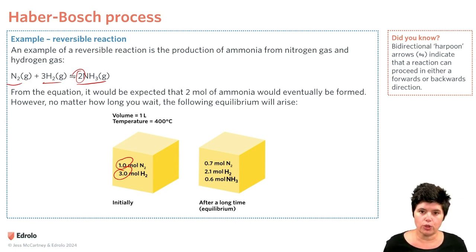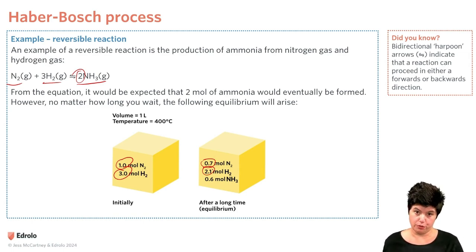Now, no matter how long we wait, we will actually never get that full 2 mole of ammonia formed. This is because equilibrium arises before that point. So you can see in our reaction that what has been produced in the products is that you have 7.7 mole of nitrogen that's left once it's reacted, and you have 2.1 mole of hydrogen left. So that means that not all of that has reacted to form the products.